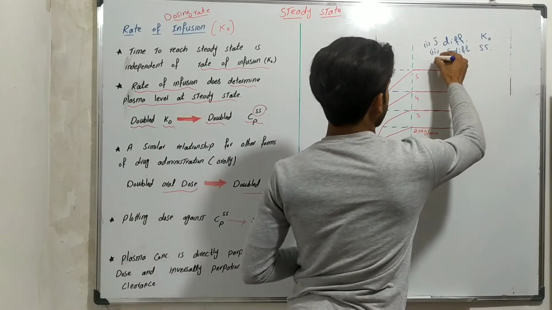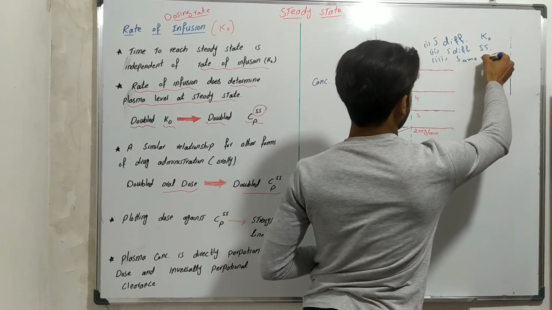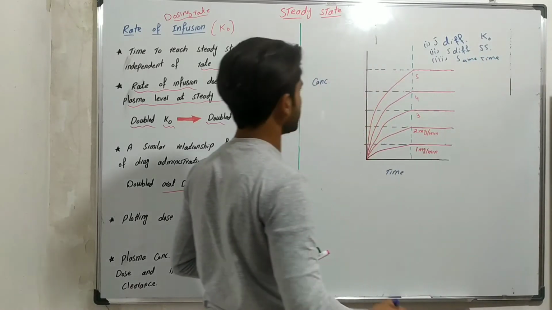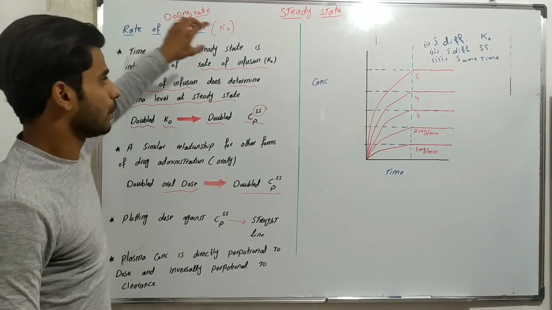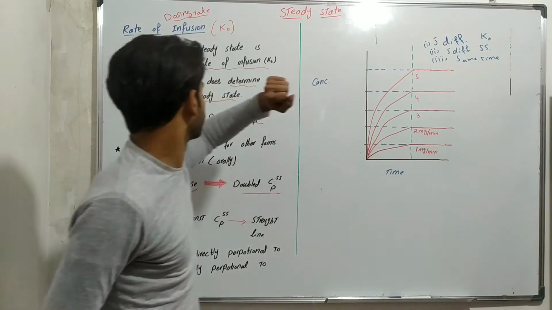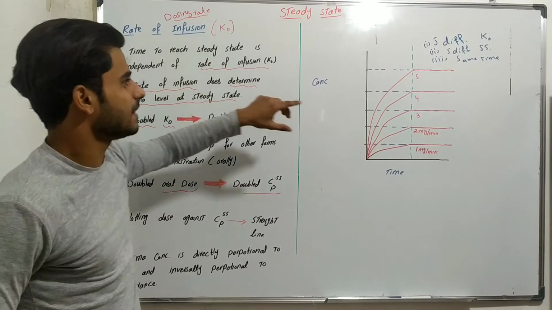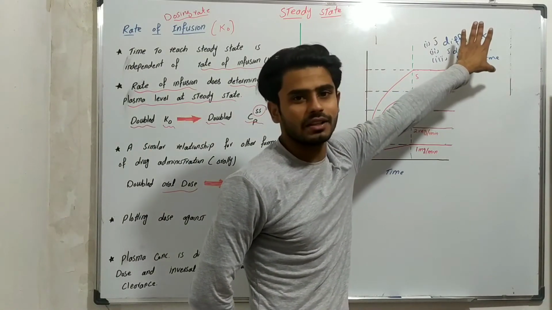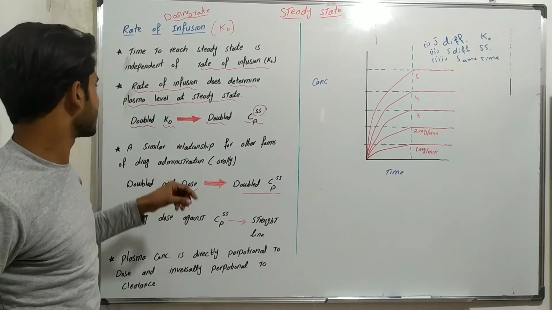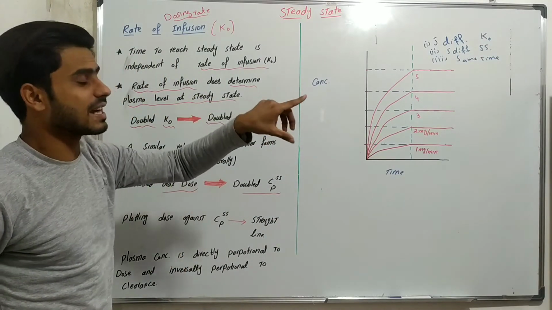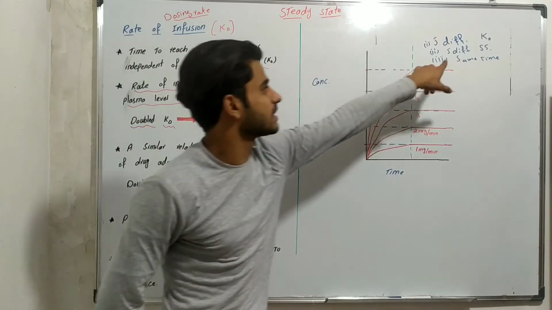But the same time to reach the steady state. What is that? You can say here that we are changing the rate of infusion. First thing, 5 different rates of infusion. The second thing is that time to reach steady state is independent, meaning that the time will be the same. It doesn't depend upon the rate of infusion. The third thing is 5 different steady states, 5 distinct steady states of plasma concentration. It means the rate of infusion determines the plasma level. So these steady states will be different.